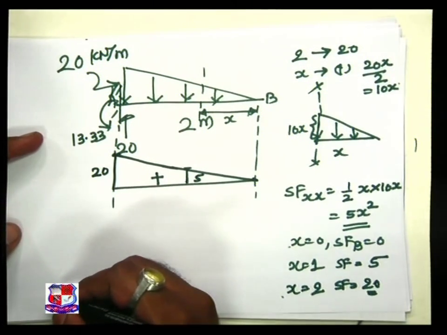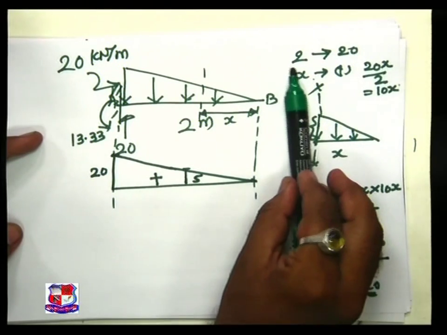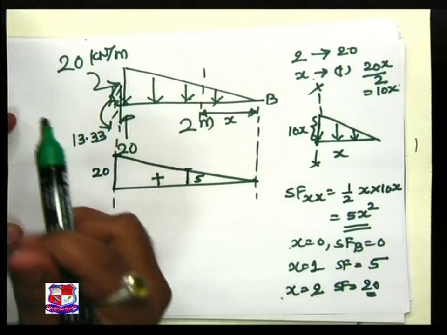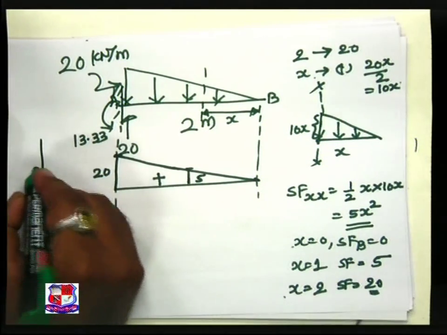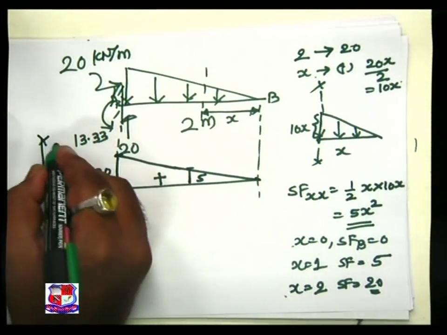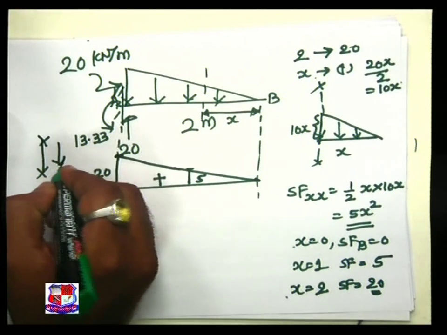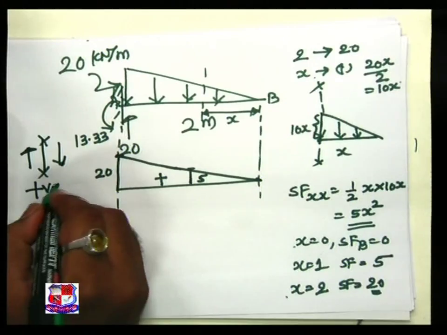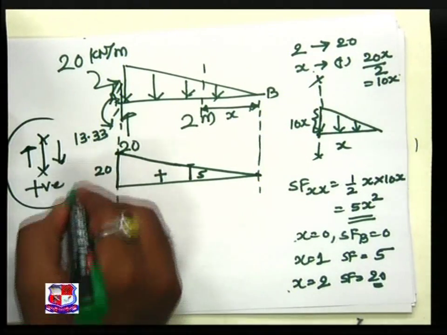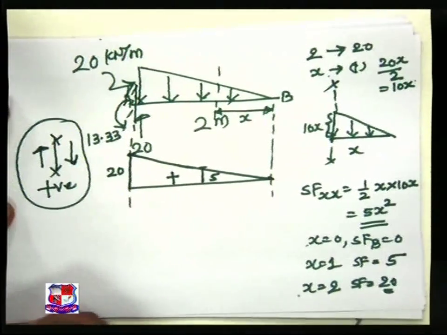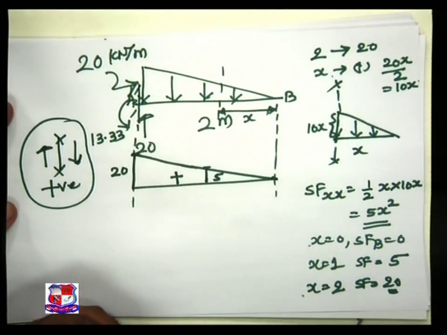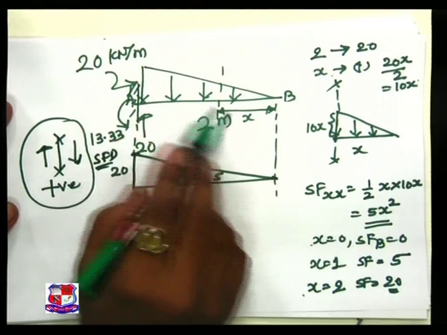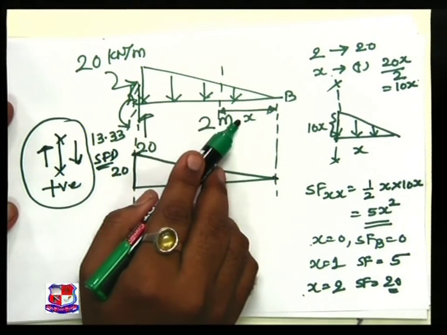Sign convention, yes, definitely positive. Why positive? Section right side downward, as per this sign convention. So what happens on the left side? Definitely upward. This is treated as positive as per our sign convention. So this is the basic shear force diagram that we achieve with the help of this UVL.